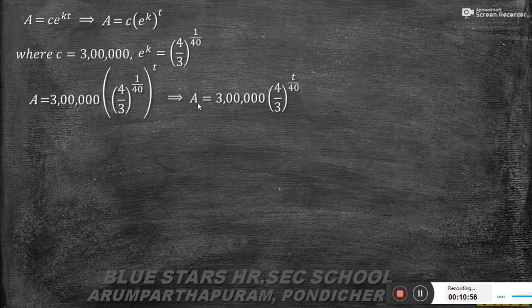So this is the number of population in the city. In our problem they ask about the population. Find A, the population. So the population is 3 lakh into (4 by 3) whole power t by 40. This is the answer for this problem.